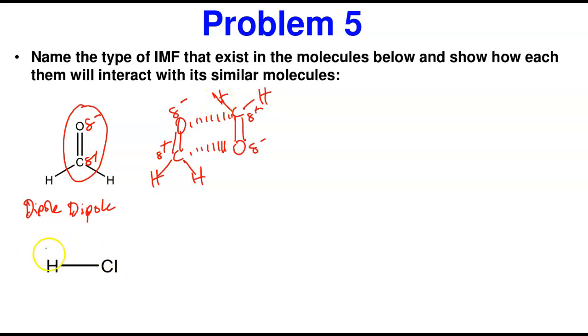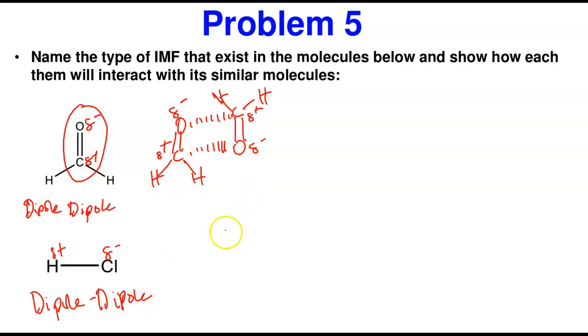Now, hydrogen here is 2.1. Chlorine is about 3.0 or thereabout. The difference in electronegativity is large enough that this will be a partial negative and a partial positive. So again, this is a dipole interaction that can occur in this molecule.